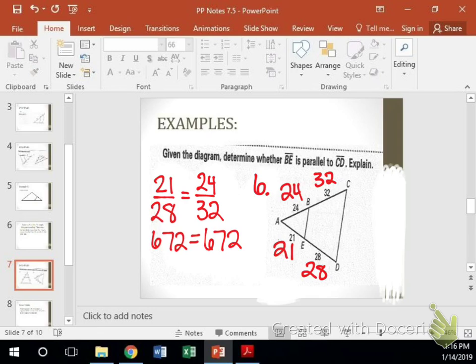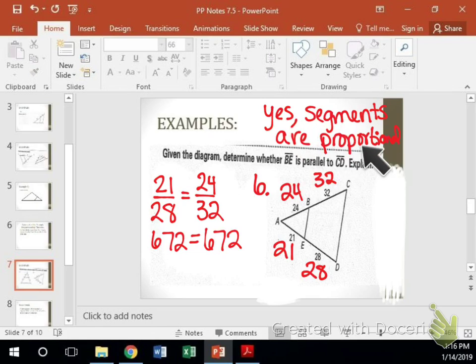What about 21 times 32? 672. So do we think that these are proportional? So do we think BE and CD are parallel? Yes. So yes, the segments are proportional. Oops, I got a little cut off over there. So yes, the segments are proportional. That's how we know that BE would be parallel to CD. Okay, we will stop our 7-5 notes there today and pick up on it tomorrow.